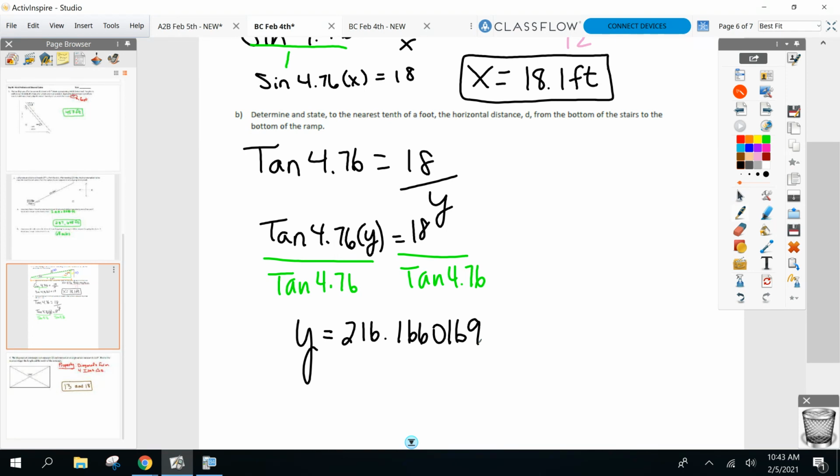But that's the whole leg we just discussed. I do have to subtract the 2 8-inch pieces from it, 16 inches. So D is going to be 200.1660169 inches. But again, you got to be disciplined. What's the directions ask me? Nearest 1/10 of a foot. Again, this is all in inches. So once again, I need to divide by 12 to get it into feet. And that'll be my D value.